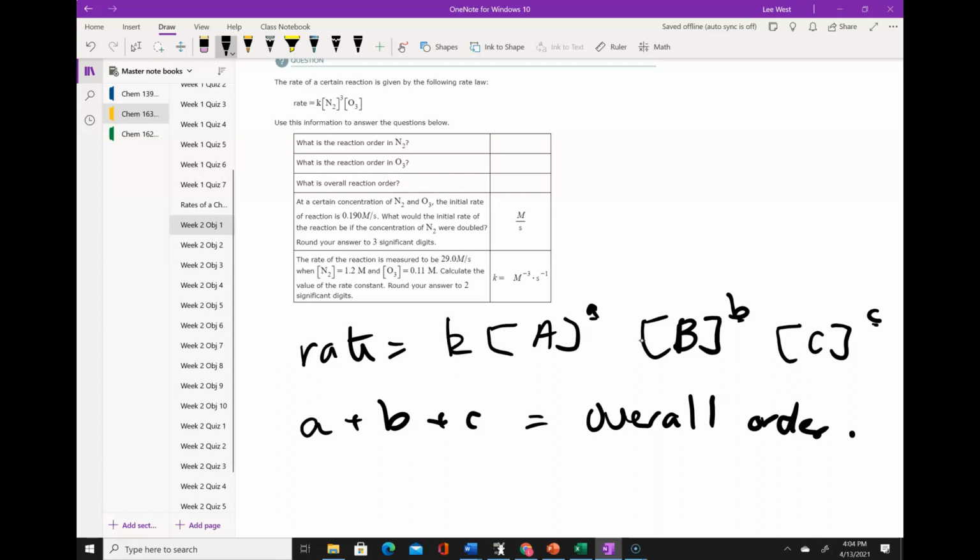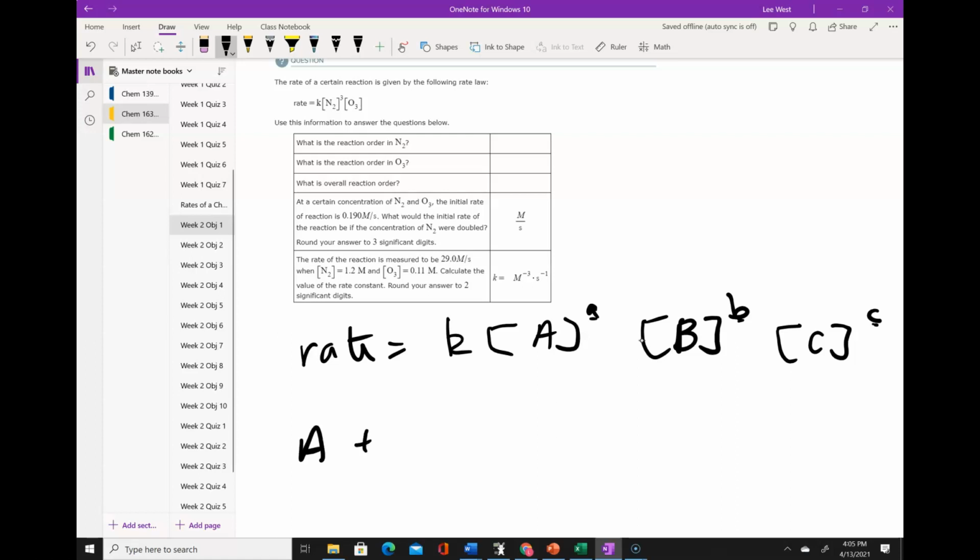Those numbers can be 0, 1, 2, 3. They can actually even be negative numbers, but they're normally either 0 or a positive integer in the examples that we're going to be looking at. So you get one of these terms for each of your reactants. Okay, so that would be the rate law for that expression. Now, what does the rate law tell you? The rate law tells you how sensitive the rate is to the concentration of each reactant.